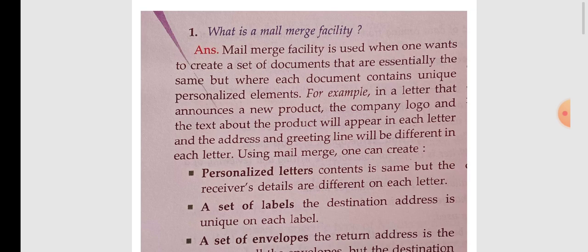In short, we can say that the mail merge facility is basically used when we want to send a letter or content to many persons, and the content is the same, but the address may differ. In that case, we use the mail merge facility. Using it, we have to change only the address, not the content, and we can easily send that letter to thousands of people at the same time. So it saves our time, it increases our efficiency, and that's why we use the mail merge facility. It is used for personalized letters.